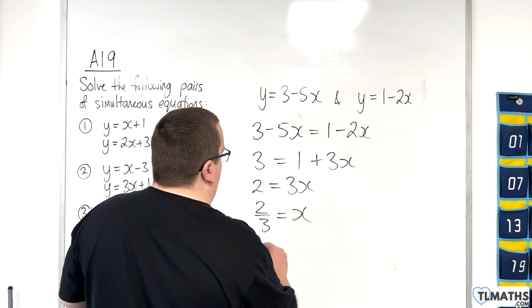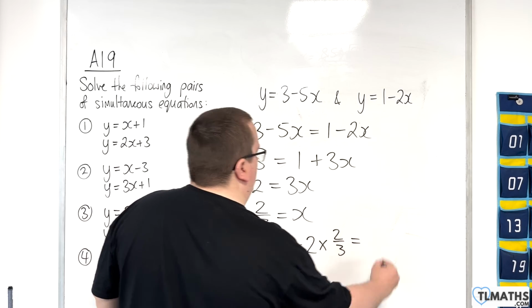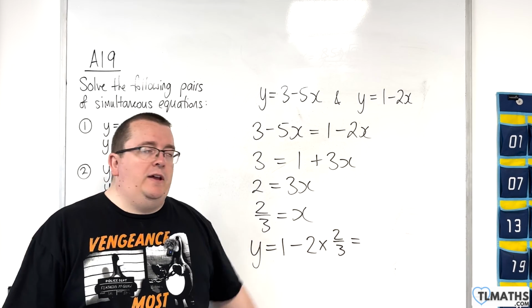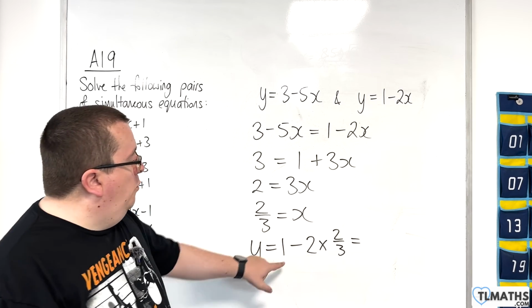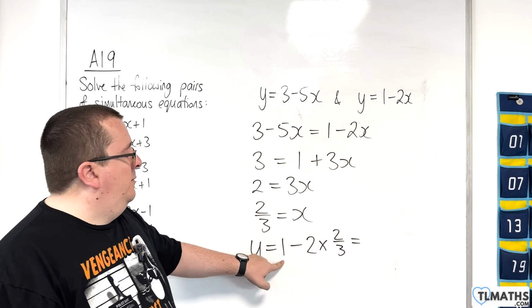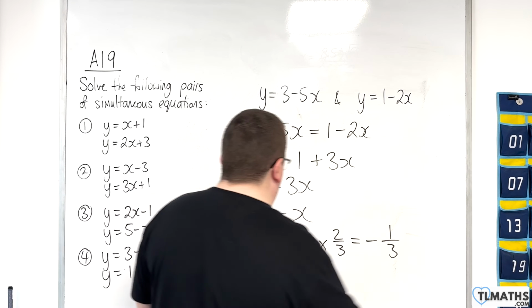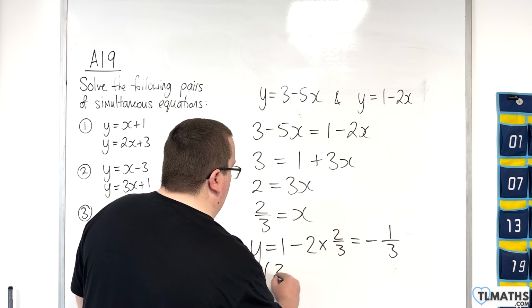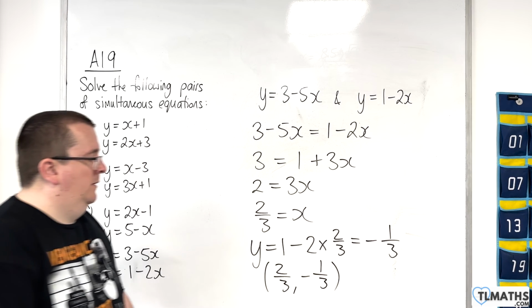So y is equal to 1 take away 2 lots of 2/3. Now 2 lots of 2/3 is 4/3. 1 take away 4/3, well 1 is 3/3. So 3/3 take away 4/3 is minus 1/3. So the two graphs intersect at 2/3, minus 1/3. And that's my answer.